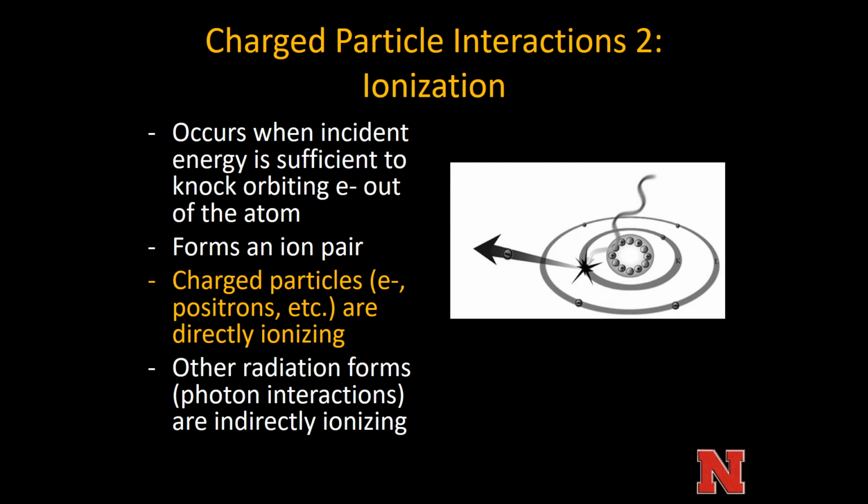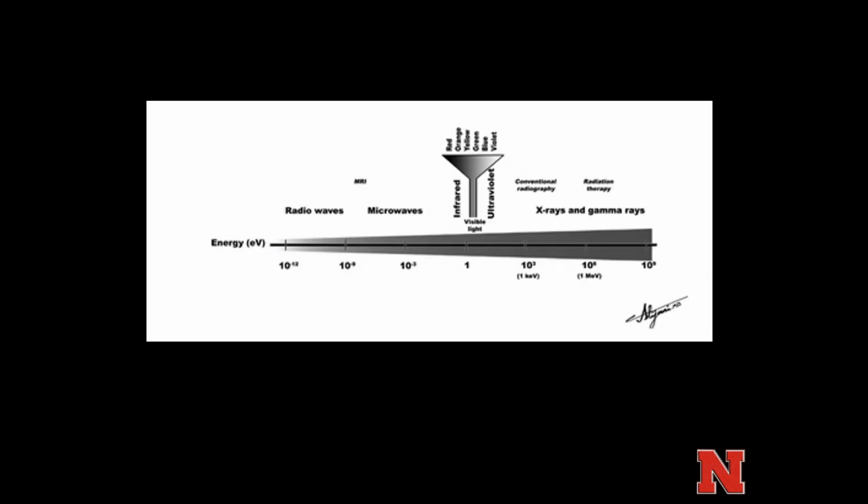Other radiation forms, like photon interactions, are indirectly ionizing. Photon interactions like Compton scatter, coherent scatter, and photoelectric absorption technically are not ionizing interactions. However, they do lead to products which then become ionizing in and of themselves through charged particle interactions.